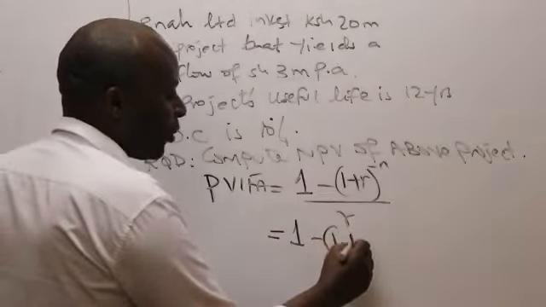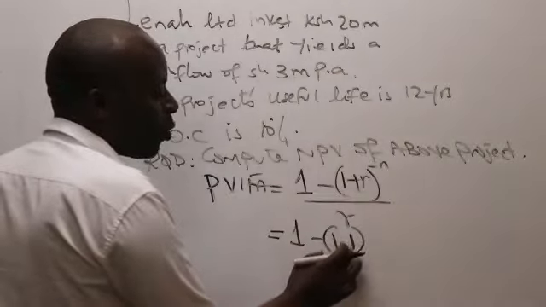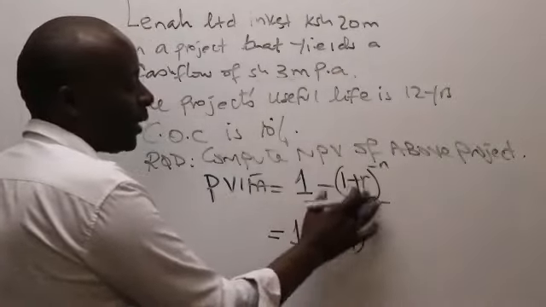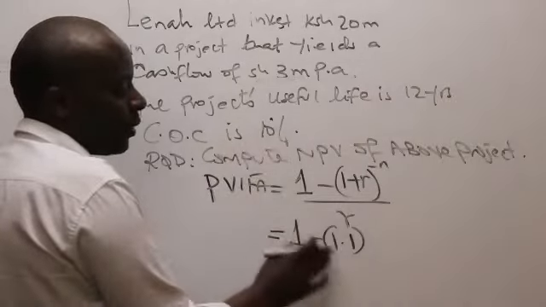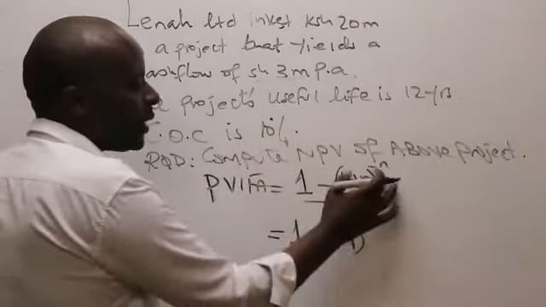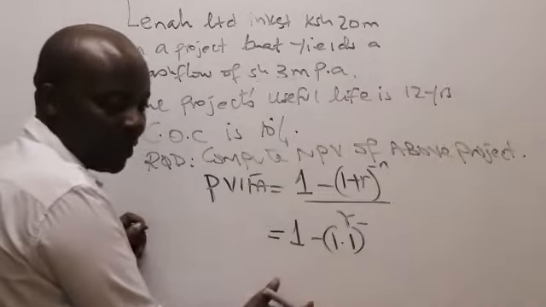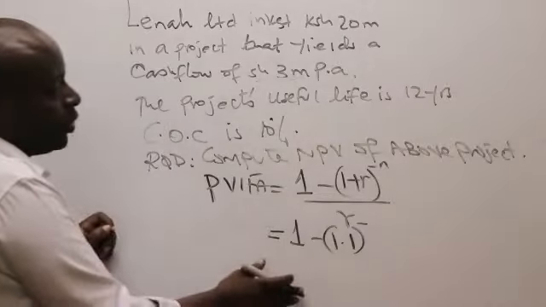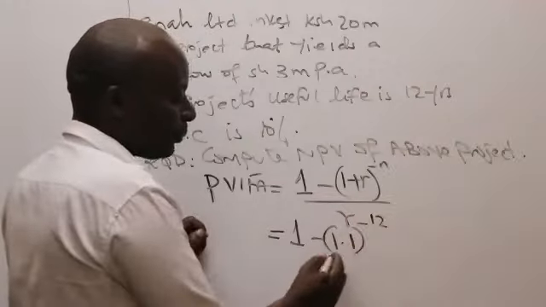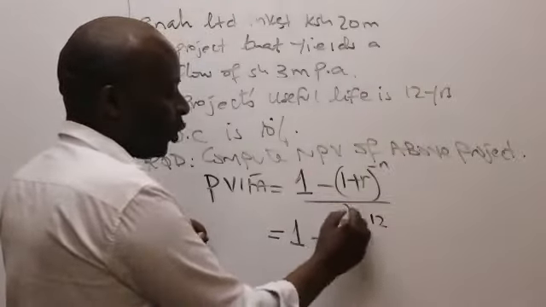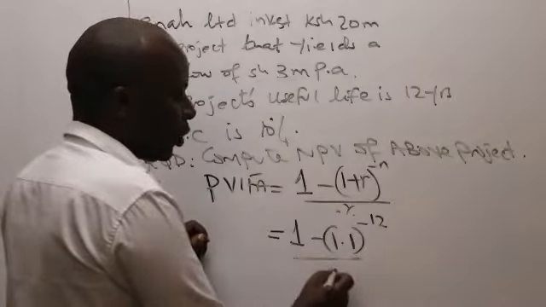this will be 1.1. Where have I gotten 1.1? It's because of 1 plus the rate of return. The rate of return is 10%. So 1.1 raised to negative n, where n is the time period, the number of years. The number of years that we have is 12. And then everything is divided by r, which is 0.1.